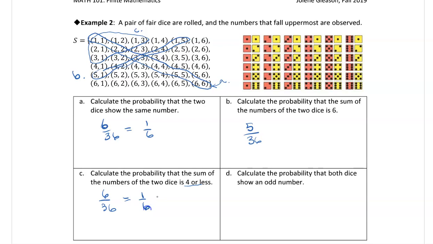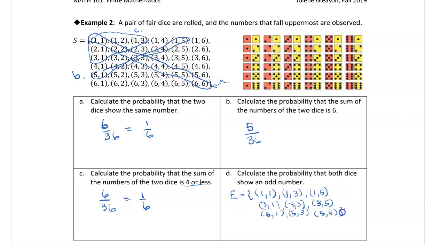Our final question related to this example is to calculate the probability that both dice show an odd number. That was a little harder to circle in our sample space, so I'm just going to write it out. Our event is the event of getting 2 odd numbers. So 1 comma 1 gives us 2 odd numbers. 1 comma 3 and 1 comma 5, those are all sample points that involve 2 odd numbers. 3 comma 1, 3 comma 3, 3 comma 5, 5 comma 1, 5 comma 3, and 5 comma 5. Those are all of the sample points in our sample space that involve two odd numbers.